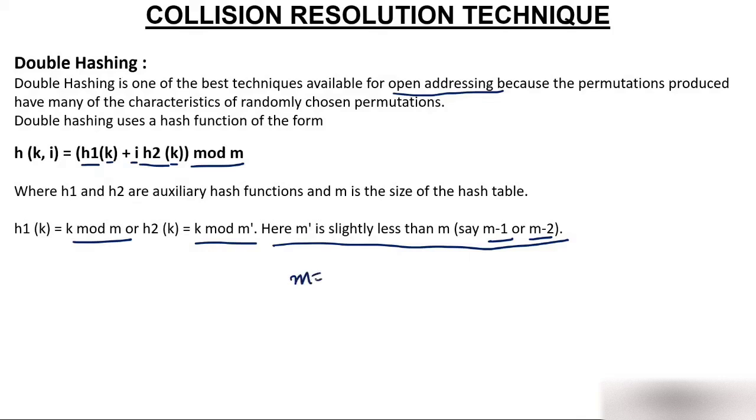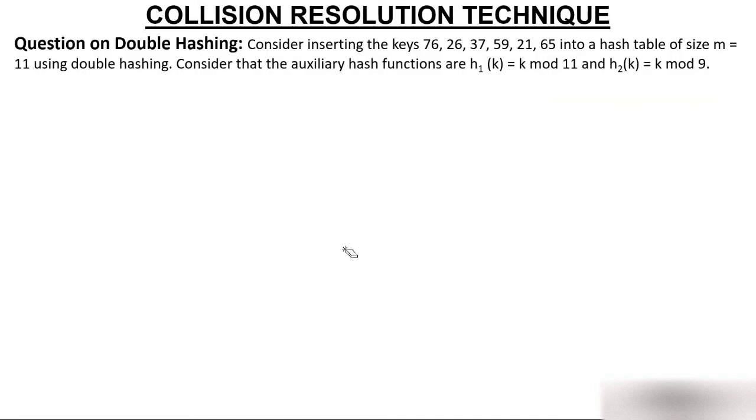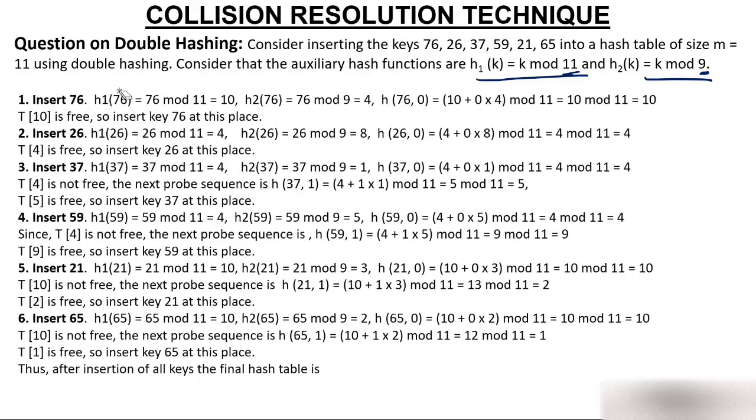Suppose I am taking m as 11. So m dash could be 10, or you can take it as 9. Fine. It could be m minus 1 or m minus 2. Now see, you have been given a question: 76, 26... You have to store these elements in a hash table of size 11 using double hashing. Consider the functions k mod 11 and k mod 9, where m dash is 9 and m is 11.